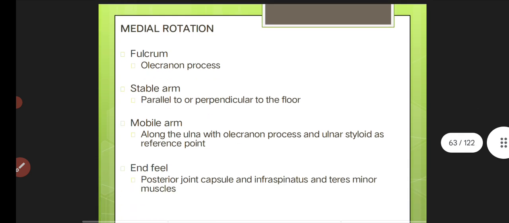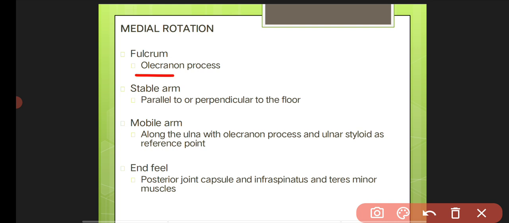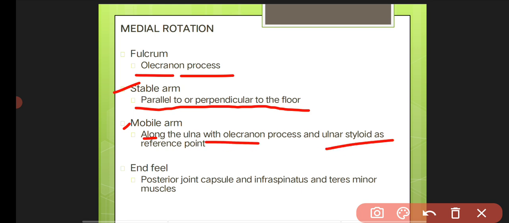Medial rotation: the fulcrum will be at the olecranon process. The stable arm will be perpendicular to the floor. The mobile arm is along the ulna, with the olecranon process and ulnar styloid as the reference point. The end feel will be from the posterior joint capsule, infraspinatus, and teres minor muscle.